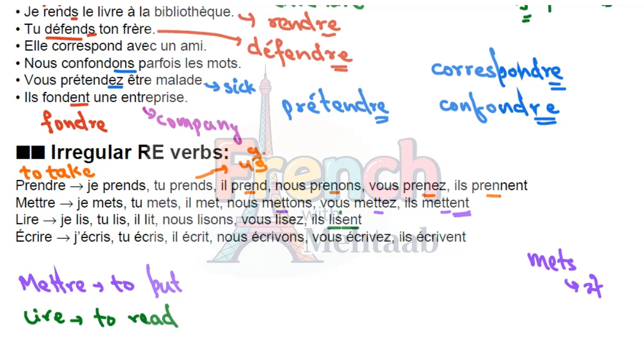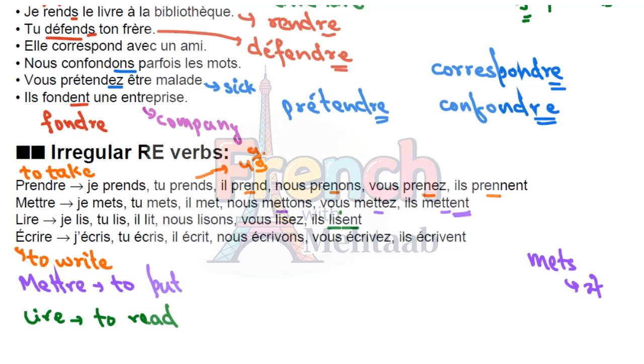Elles lisent. So the last verb is écrire. Écrire means to write. So if we want to say I write, then we would say j'écris. J'écris. If we want to say you write, then it would be tu écris. Tu écris. He writes, il écrit.